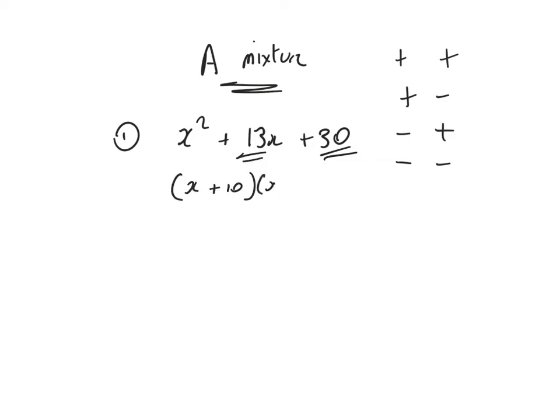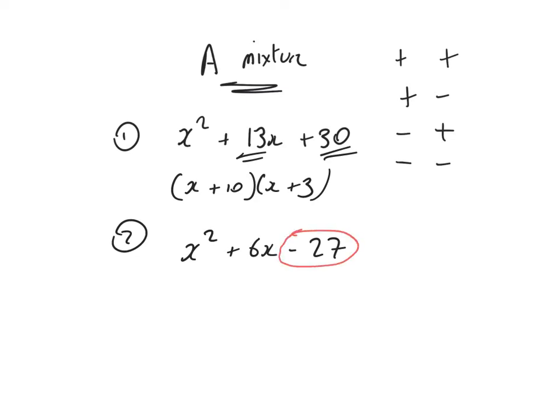x plus 10, bracket x plus 3. Example 2, x squared plus 6x minus 27. Okay, this time the product, as we can see, is negative, so that comes from the signs being different, so it needs to be a plus and a minus. Then factors of 27: 1 and 27, 3 and 9. So it's two numbers that multiply give minus 27, add together to give 6. So again, the product is negative, so the signs need to be different, a plus and a minus, and we need to add together to give 6.